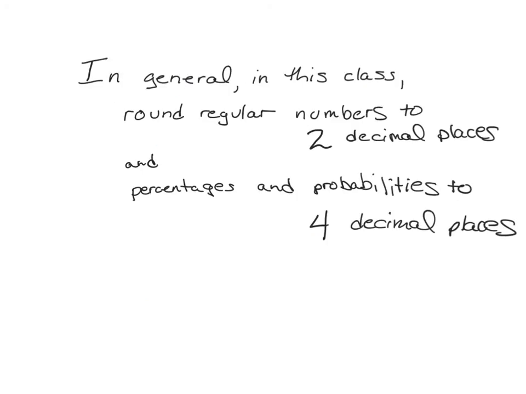In general, in this class, we'll round regular numbers to 2 decimal places and percentages and probabilities to 4 decimal places. And if you don't like having 2 different rules, you can always round things to 4 decimal places. You'll never get marked off for putting in extra decimal places. But sometimes it can go the other way. You can get marked off for putting too few decimal places because it could cause your answer to be incorrect.